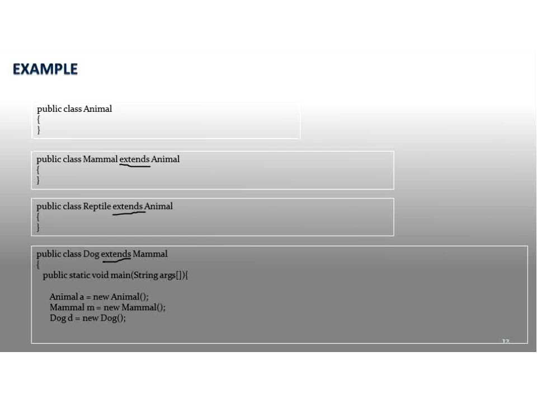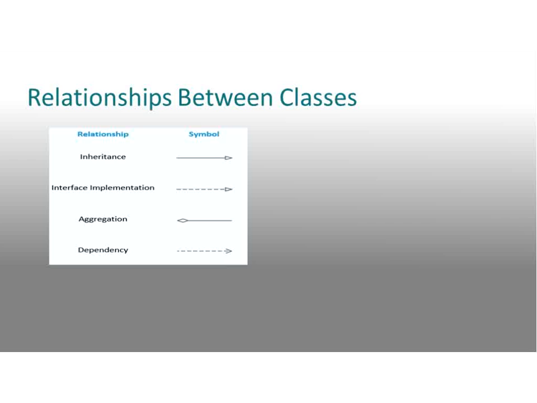Yes, good. Implements. Yes, implements. Now, there are some symbols which show relationships between classes. So if you have to show an inheritance relationship, you will use a straight line and then a triangle at the top. So you have to use this symbol in order to show inheritance.